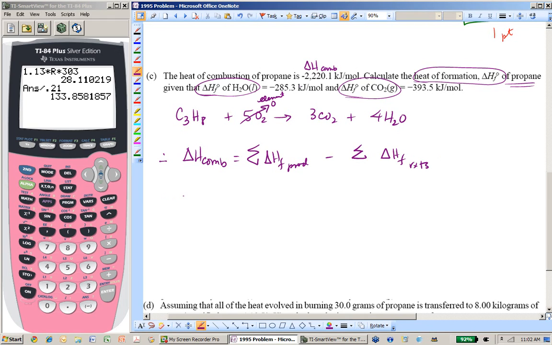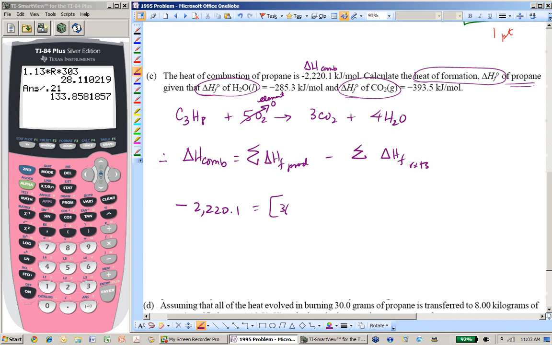So plug and chug. This is a negative 2,220.1. And I'm going to leave the units off because they're all going to be done in kilojoules per mole because I'm adding and subtracting here. So I'm just not going to muddy up my paper with a bunch of kilojoules per mole. Now, in class, of course, I would have you do that because you need good habits. But on the AP exam, you're in a hurry. So you just need to get at it.